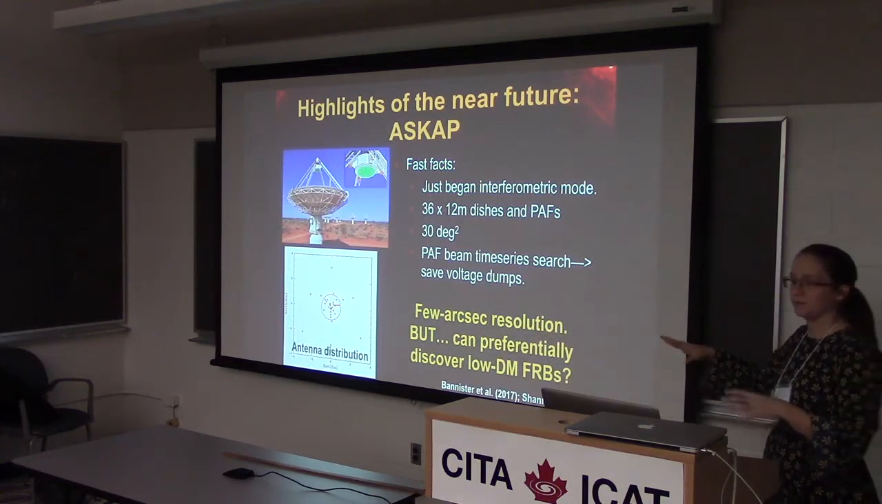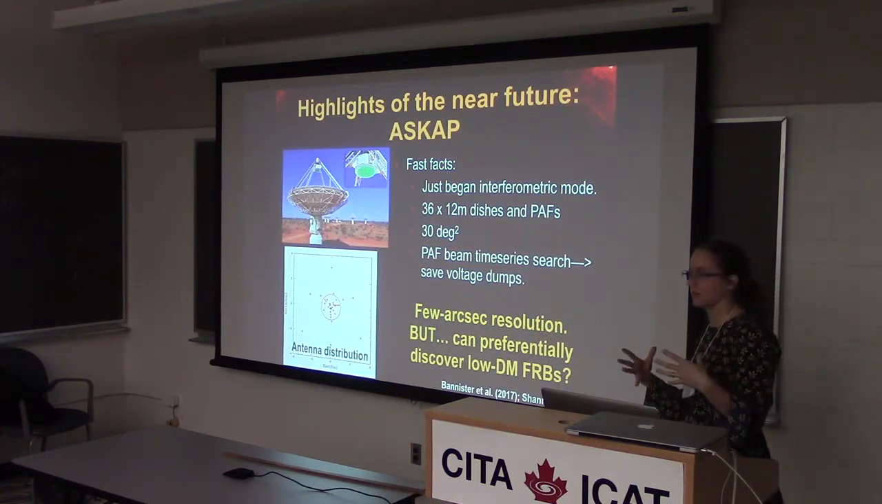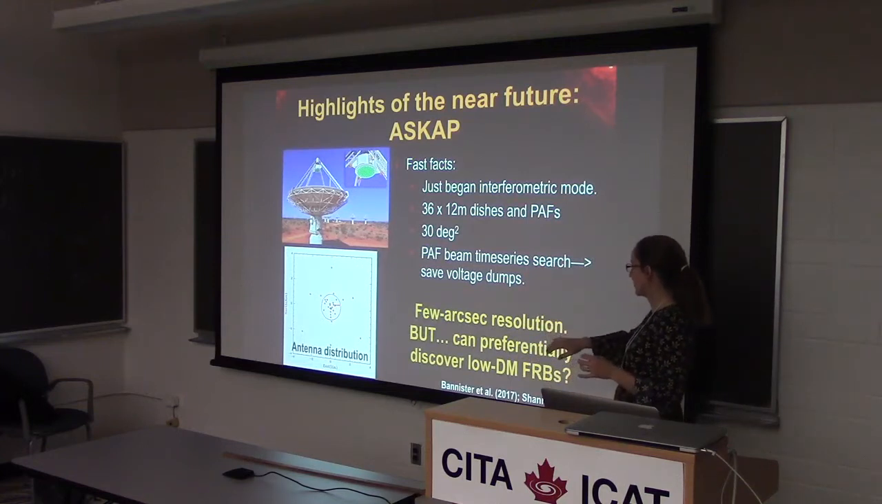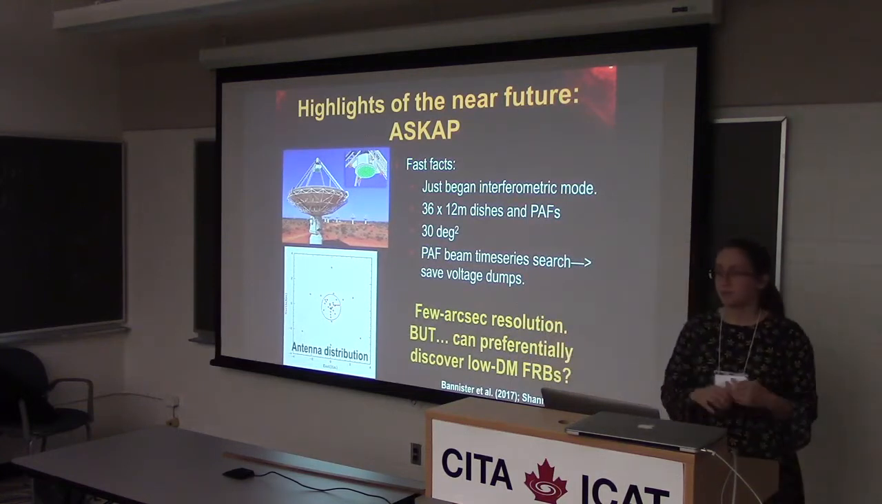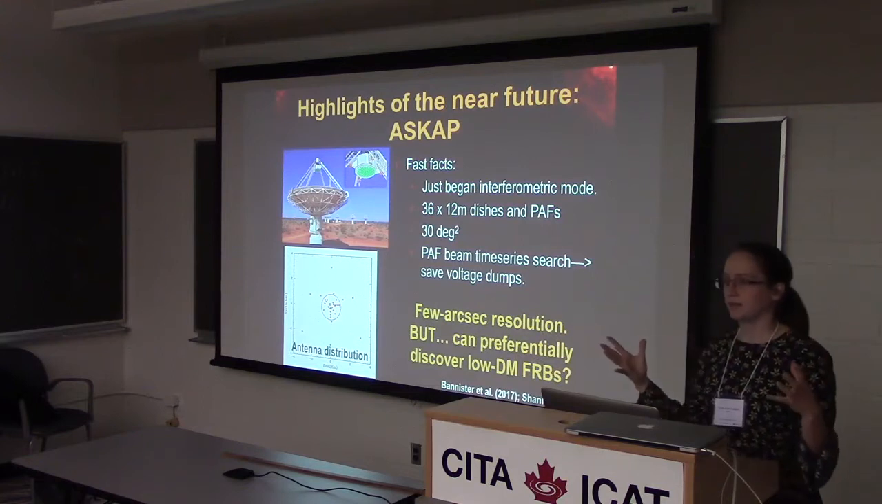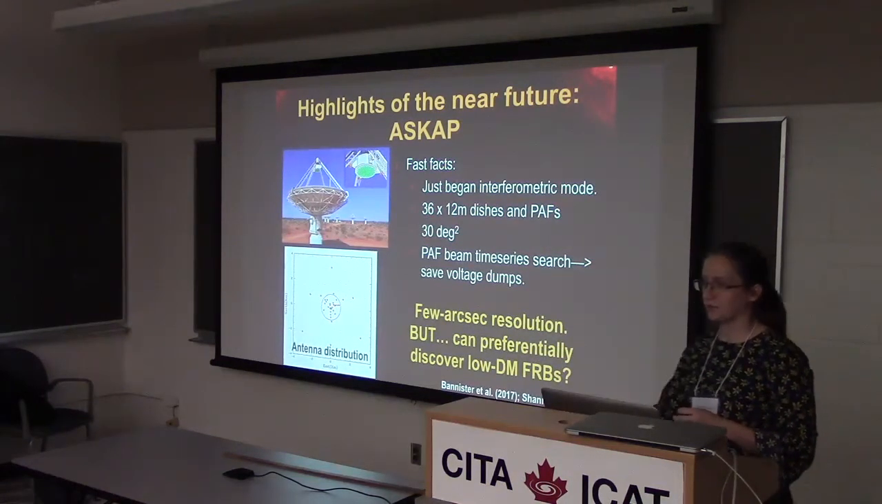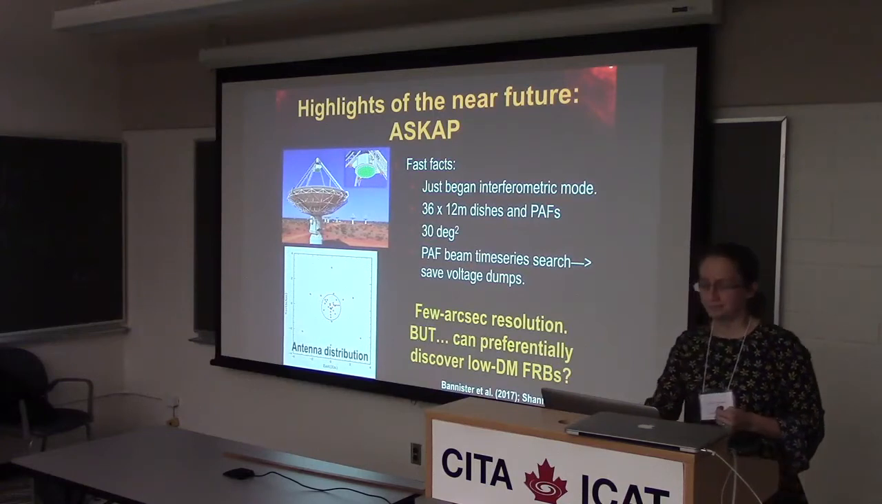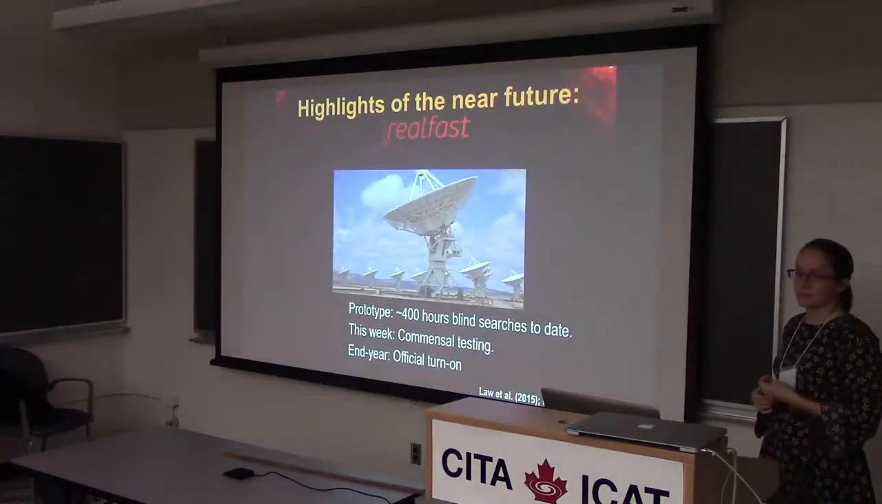And hopefully, if they are still preferentially discovering low DM FRBs with this dedicated array, so it'll be in the full array, hopefully they can actually make associations with something like a few arcseconds localization, even if they can't get to the sub-arcsecond localization. That's really ideal. And of course, this is the project I work on.